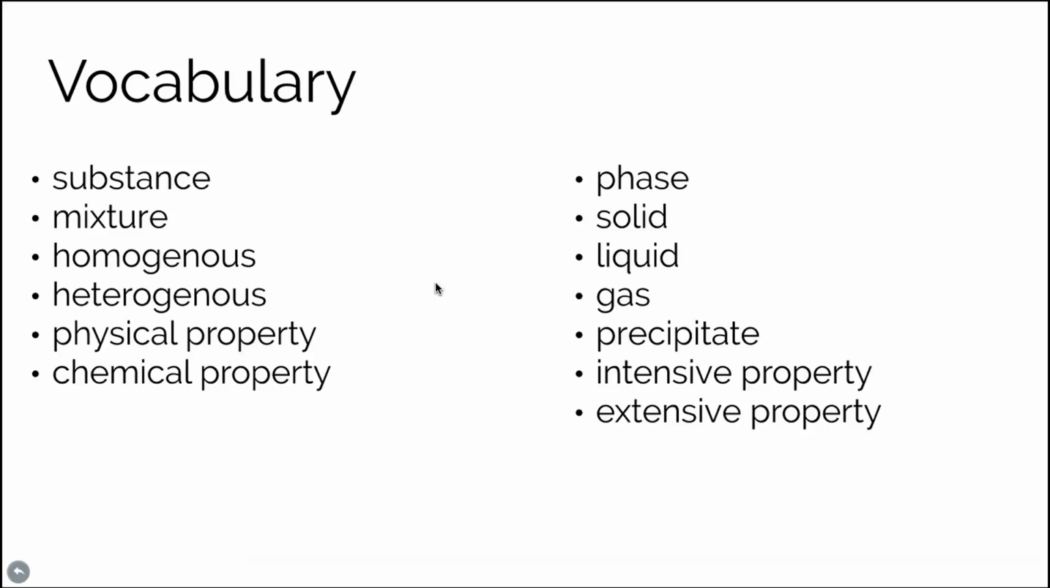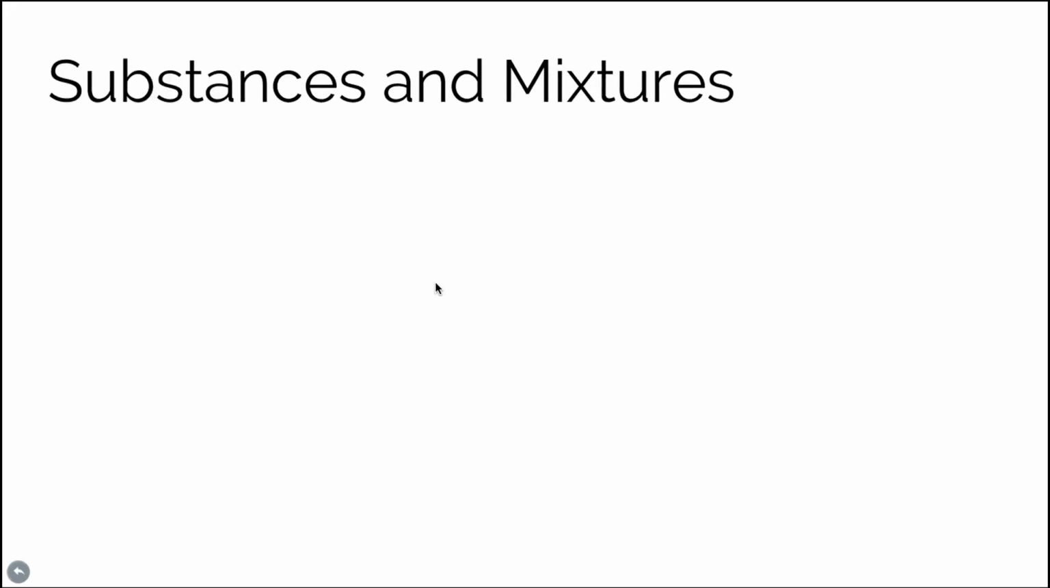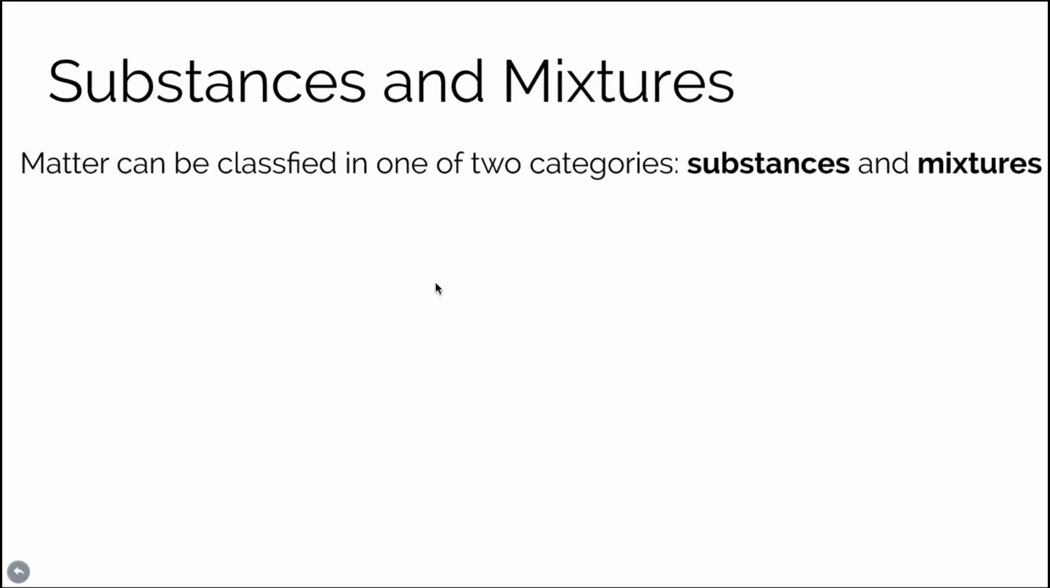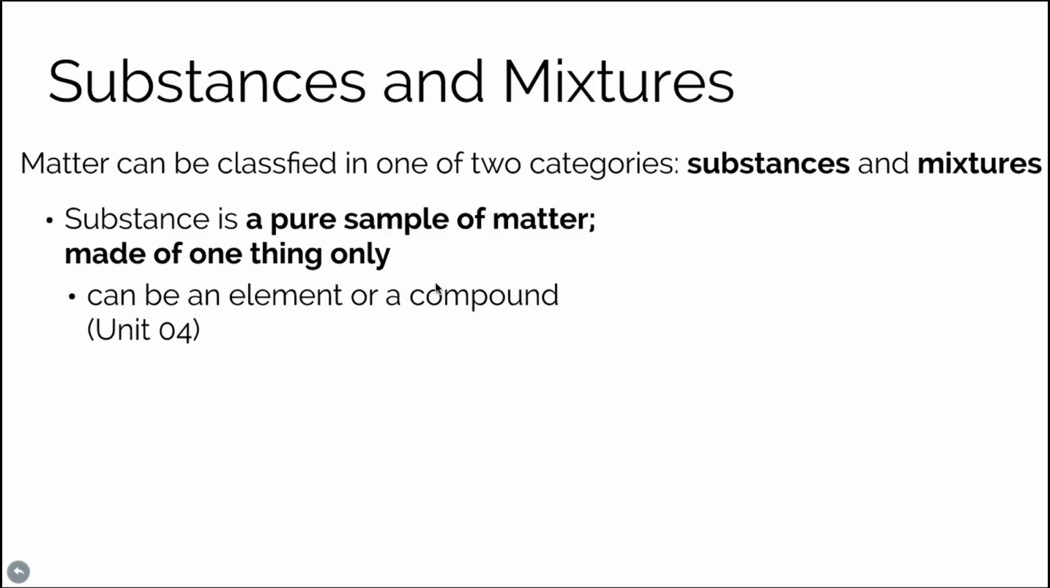So let's go ahead and start talking about substances and mixtures because these are the two categories that we can put our matter into. Now, the difference between this is that a substance is really just a pure sample or a pure amount of matter, and that means that it's made of only one thing. It might be an element or a compound, and we won't get too much into details for this one, but we'll talk more about it when we start Unit 4.